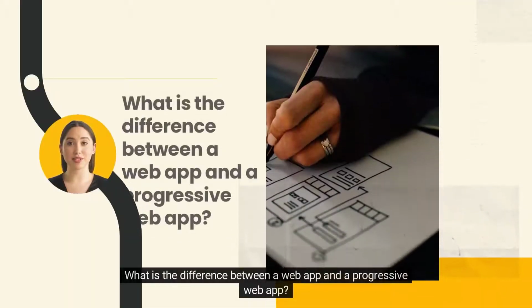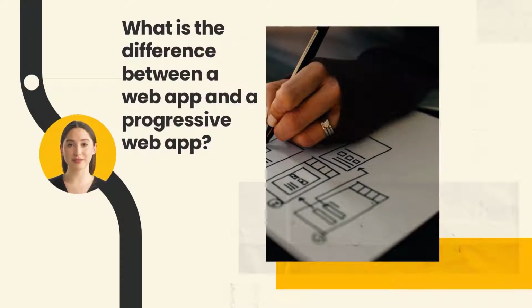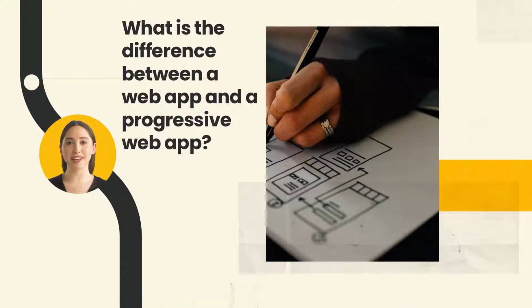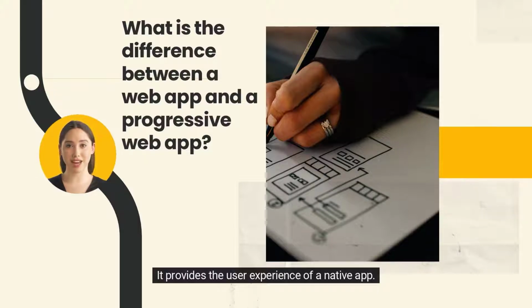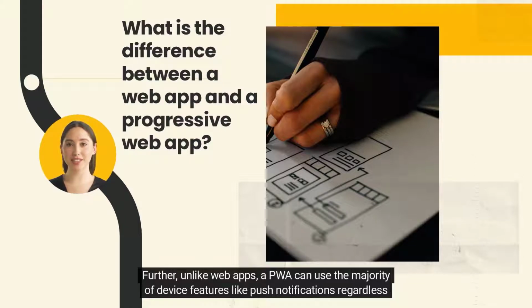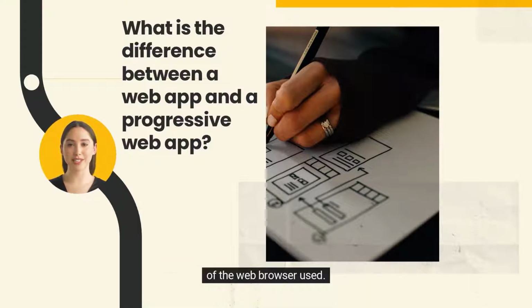What is the difference between a web app and a progressive web app? Although a progressive web app uses similar technologies as those used by web apps, like HTML, CSS, JavaScript, etc., it provides the user experience of a native app. Further, unlike web apps, a PWA can use the majority of device features, like push notifications, regardless of the web browser used.